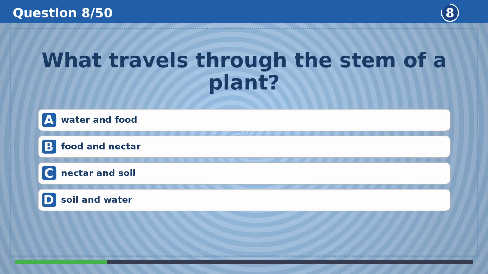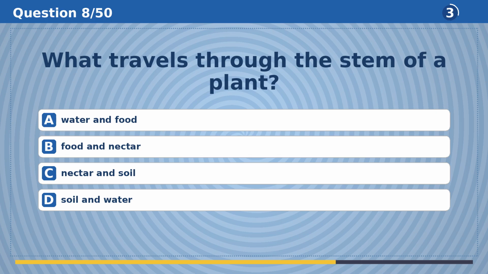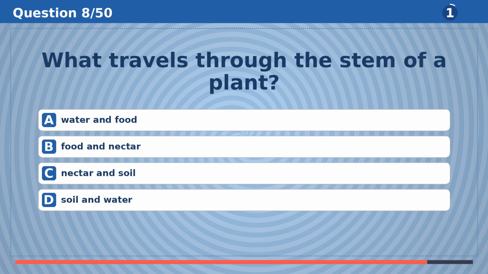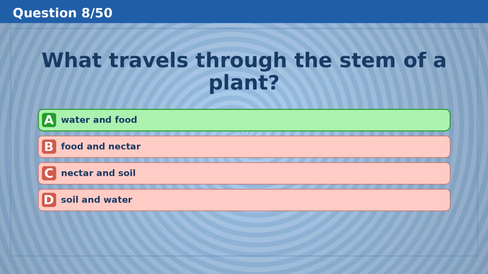What travels through the stem of a plant? The answer is A, water and food.